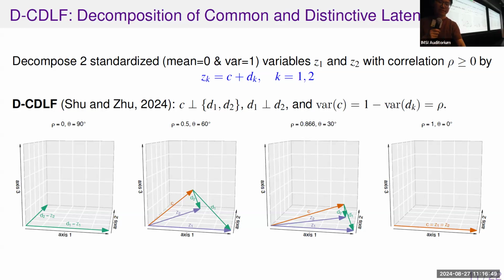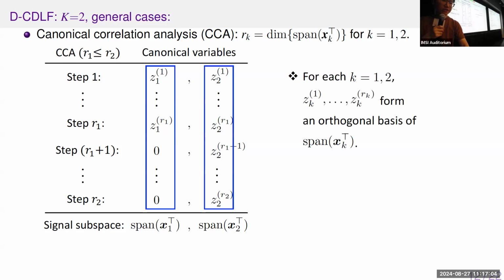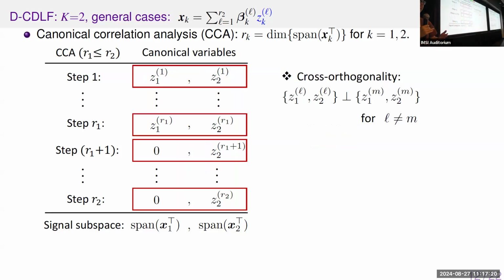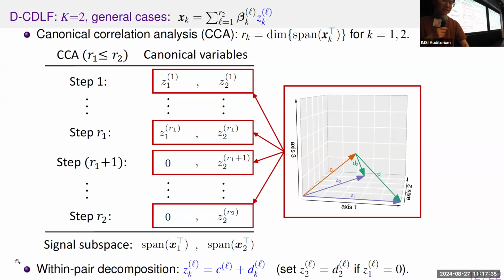For high dimensional cases, we can use the CCA method to decompose the spaces and get the canonical variables. As you know, these canonical variables form the orthogonal basis of the respective signal spaces. So we can write each xk as the linear combination of these canonical variables. Since each pair of canonical variables is mutually orthogonal, we can do this simple decomposition within each pair of canonical variables. Then we can plug z equals c plus d into this equation, and we can obtain our decomposition.